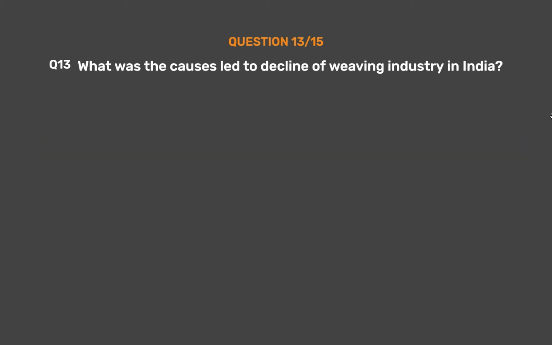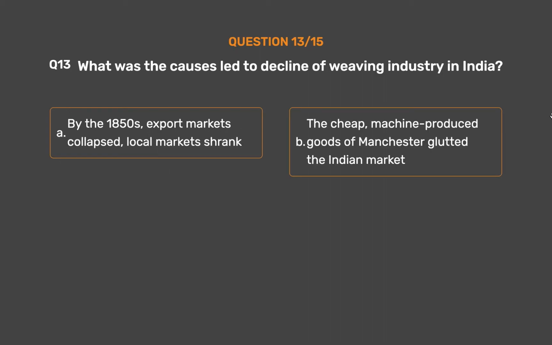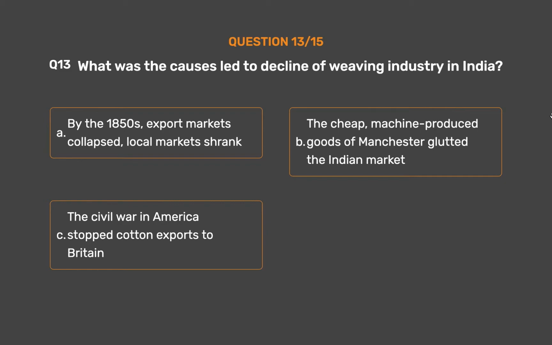Question number 13. What were the causes that led to decline of weaving industry in India? Option A. By the 1850s, export markets collapsed, local markets shrank. Option B. The cheap, machine-produced goods of Manchester glutted the Indian market. Option C. The Civil War in America stopped cotton exports to Britain. Option D. Both B and C.